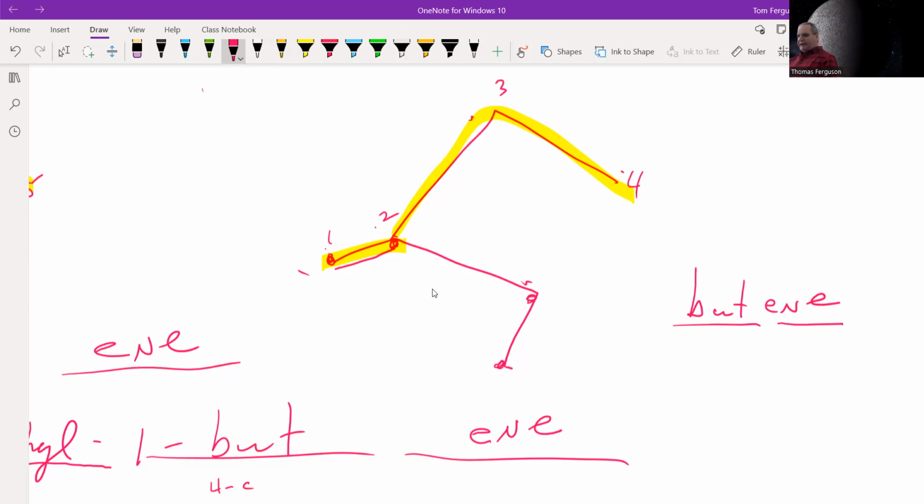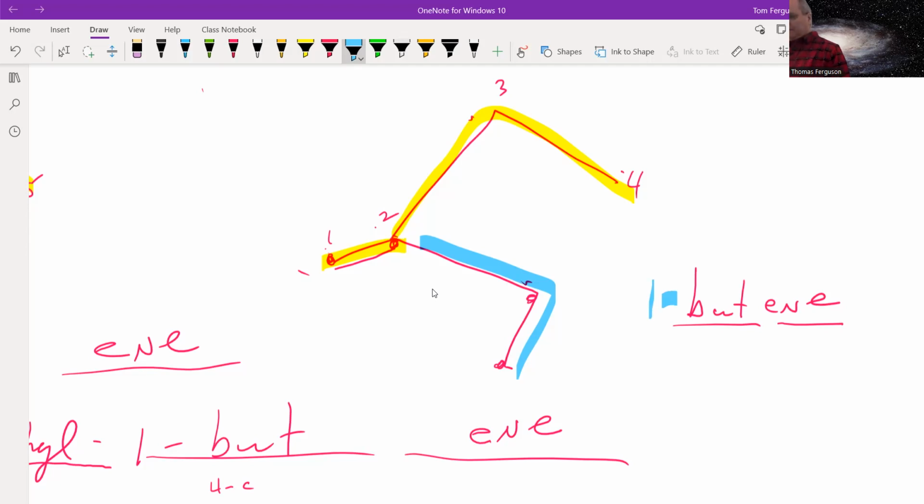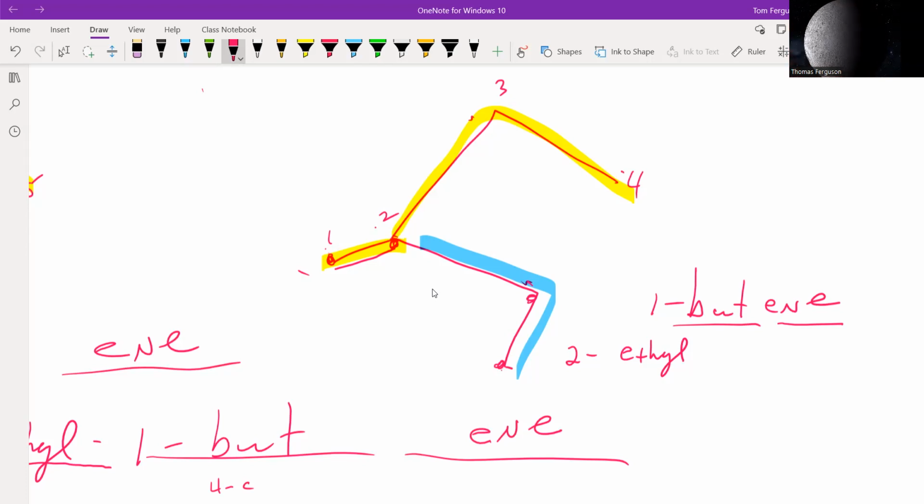And we have a branch on carbon number 2. Okay, so where does the double bond start? On carbon number 1 or carbon number 2? 1. Oops. So that's 1-butene. And then at 2, we have a 2-ethyl branch. So it's 2-ethyl-1-butene. Okay.